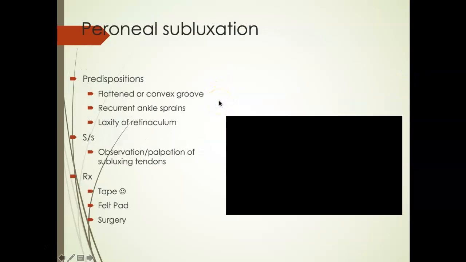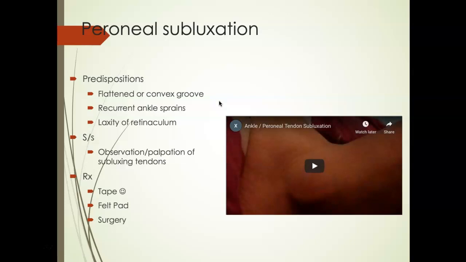Now, let's talk about peroneal injuries in particular. You certainly could have a strain, but most common if we have a peroneal or a fibularis injury, it's going to be a peroneal subluxation. I'm going to show you what that looks like in this video here.